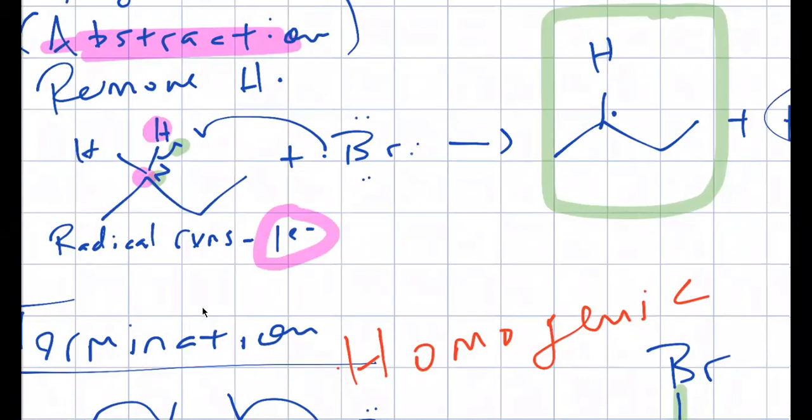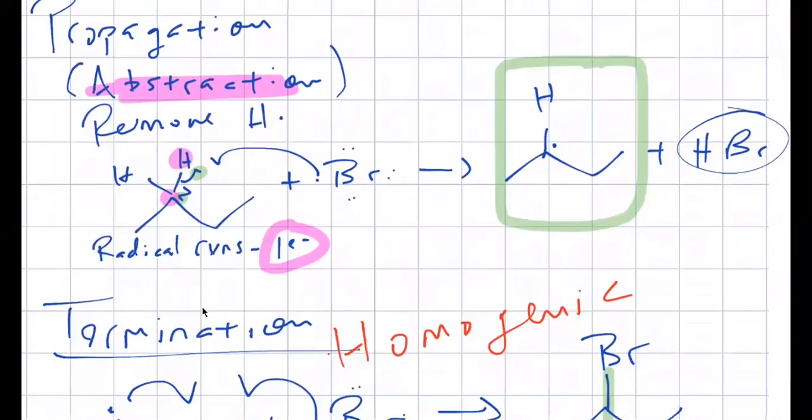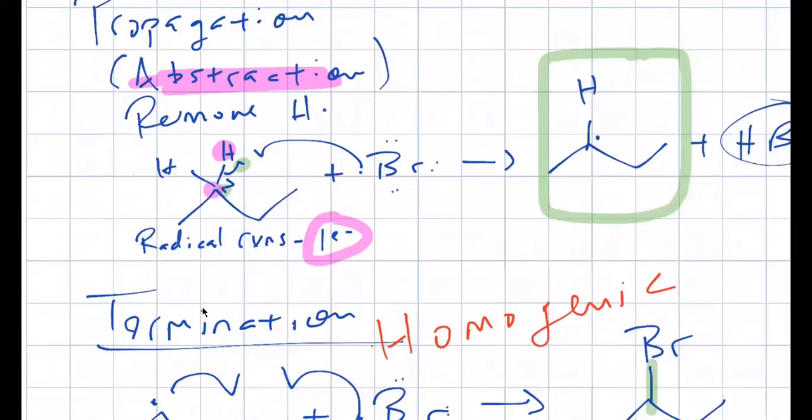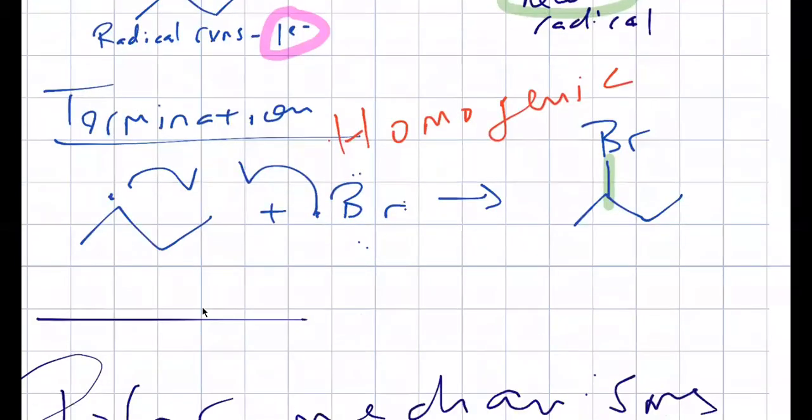So once you do that propagation step, right, you have your hydrogen that's over here, and your new radical that's over here. And then with that new radical, now you're going to terminate that and get to the substitution product, right? So now you're going to take that new radical and react it with a bromine. And then when you do that, right, you make a new bond between carbon and bromine, and you get to the substitution product.